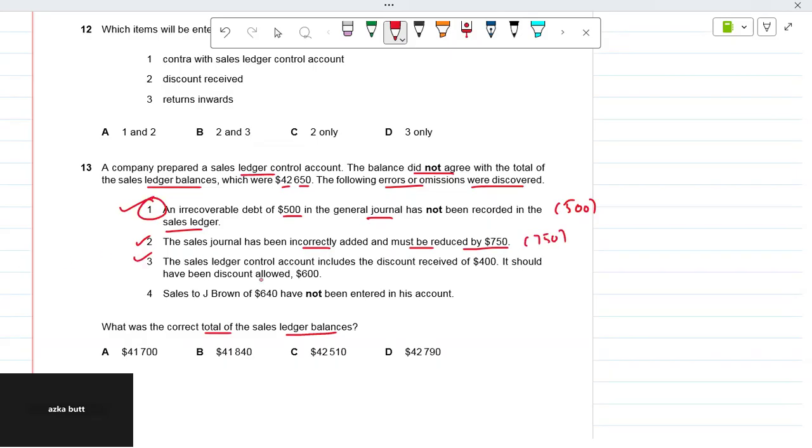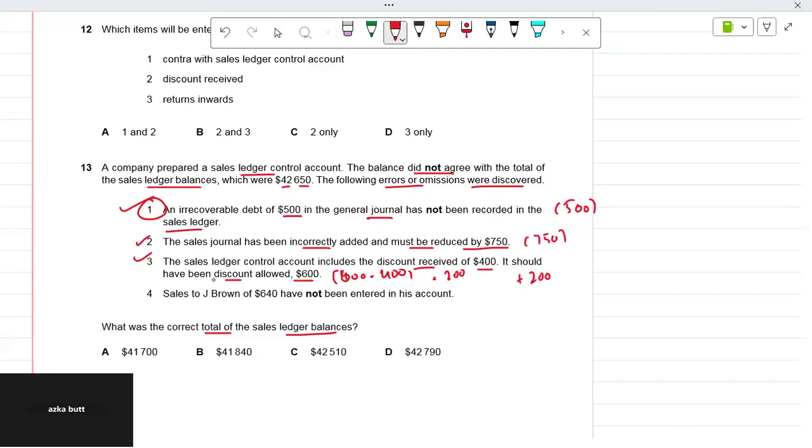Okay. Now let's see the third. The sales ledger control account includes a discount received, which is $400. It should have been discount allowed, which is $600. So discount received 400 was included instead of discount allowed, which is $600. So how will this impact the sales ledger? The sales ledger balances are understated by 200, 600 minus 400. So that's why we will add the $200 to the total.